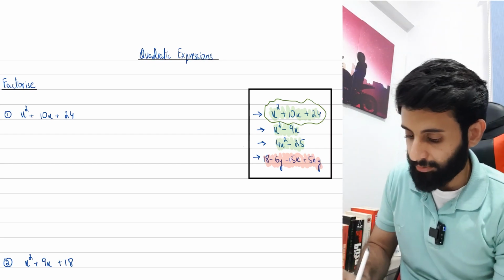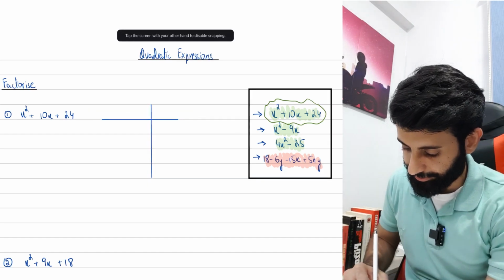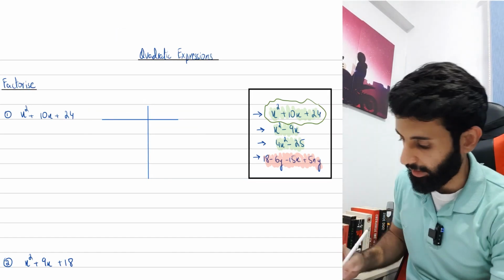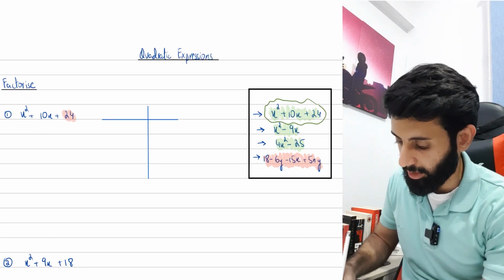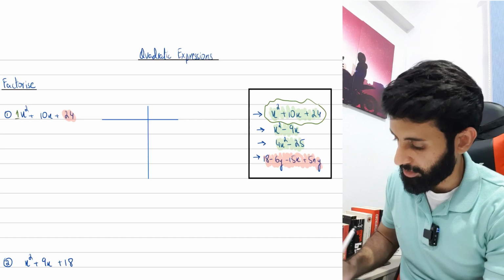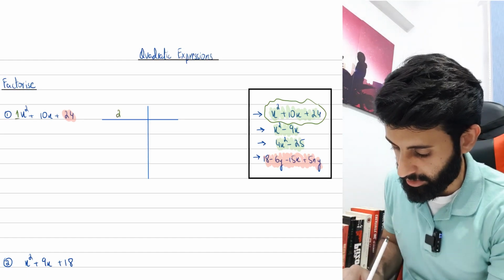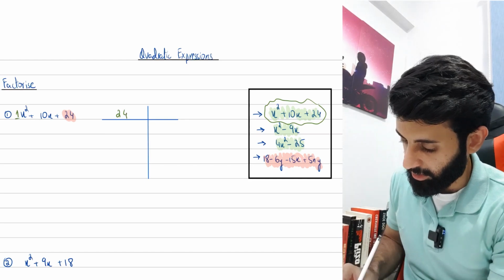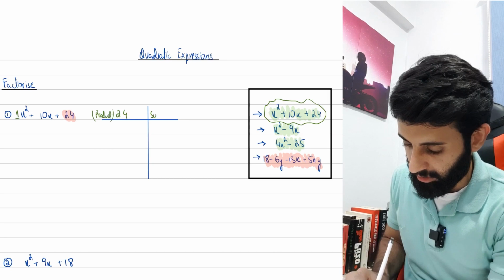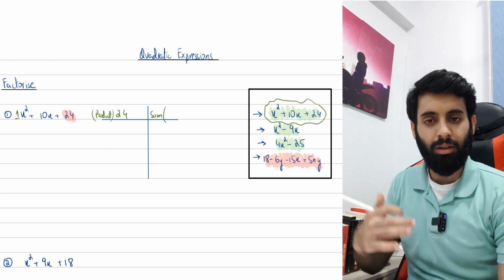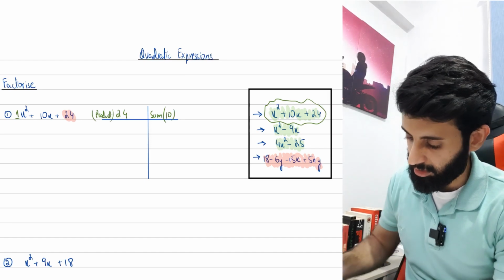So the first thing you want to do over here is take your constant and multiply it. So here's what I'm going to do. I'm going to take my constant, which is 24, and multiply it by the coefficient of x squared, which in this case happens to be 1. So 24 times 1 is equal to 24. Now in the first column, I'm writing the product, and in the next column, I'm going to be writing the sum, which will always be the middle term, by the way, which is basically 10.